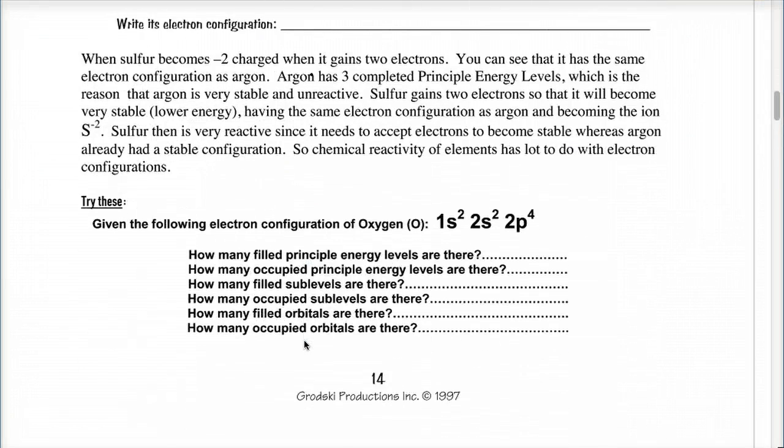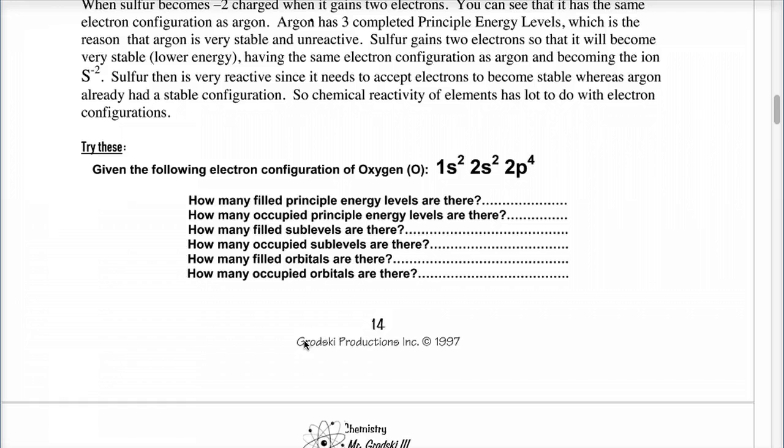Now, here are some questions that I was talking about before that we need to practice. How many filled principal energy levels are there? 1. How many occupied? That means having at least 1 electron in the principal energy level. 2. There's at least 1 electron in this energy level. Occupied means just having 1. How many filled sublevels are there? Well, S holds 2. This S holds 2. We know P's hold a maximum of 6. So there's only 2. This S and this S.